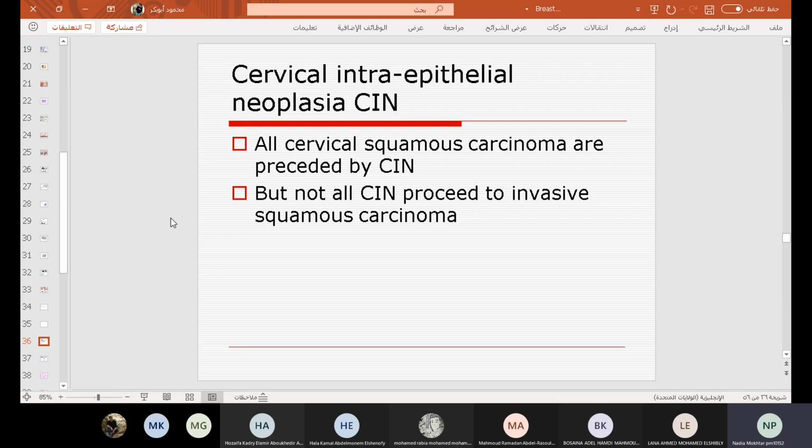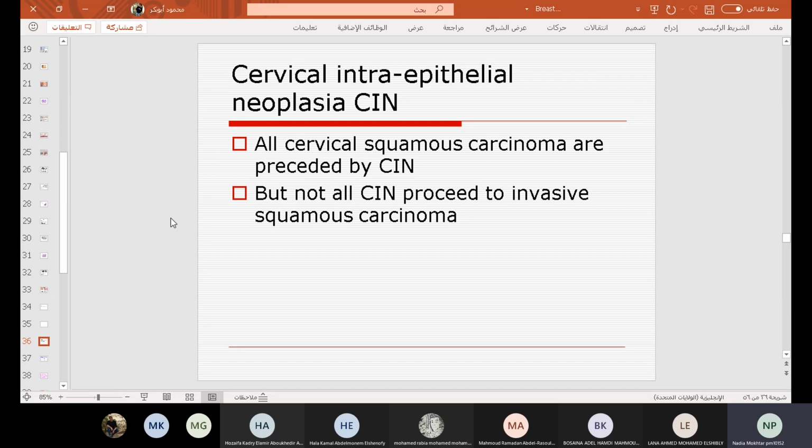Again, I have chosen the most important thing in the cervix, which is cervical intraepithelial neoplasia, or CIN for short. What is CIN? Cervical intraepithelial neoplasia. What does the name say? That the lesion is still within the epithelial component and it did not break the basement membrane.